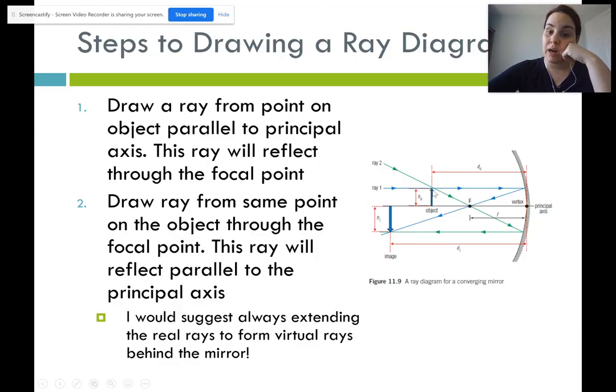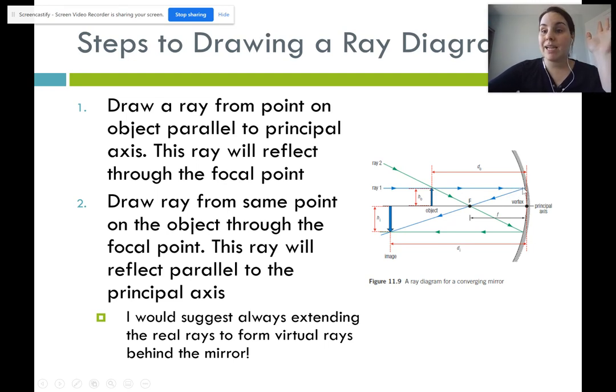We're going to start at the top of that object. It's the easiest place to start. And I'm going to draw a ray that's parallel towards the mirror to the principal axis. Okay, so you can see this line right here is parallel to the principal axis, which is right here. It's going to do that until it hits the mirror.